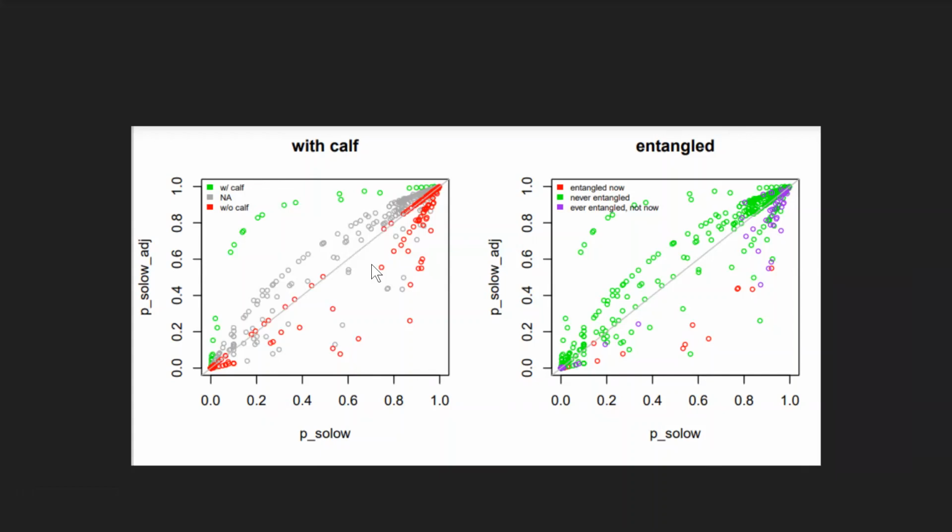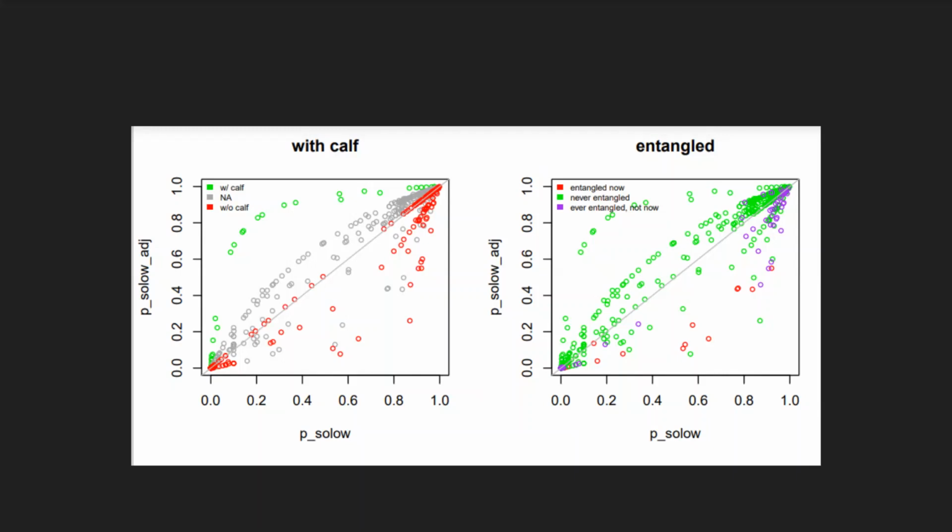And also regarding entangled, you can see how the whales that were seen entangled when they were last seen were adjusted well below what we initially predicted with P solo, which makes sense because being entangled leaves scars for whales, and it makes them harder to stay alive than whales that have never been entangled. And it shows in this graph. So we thought it was interesting to note again, because we were able to assess how being entangled affects one's probability of being alive.